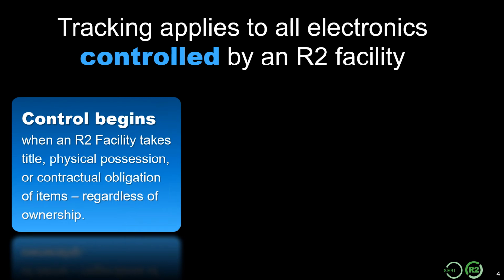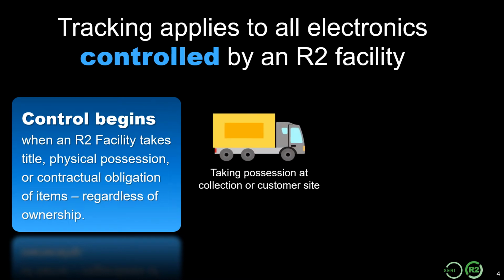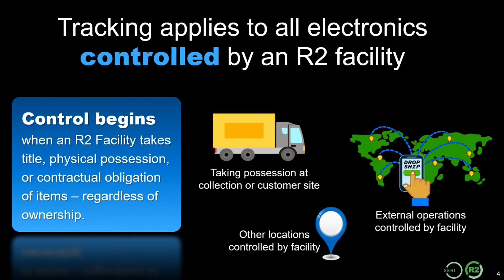Throughput tracking applies to all electronic equipment, components, and materials that are controlled by an R2 facility, including items that may not physically pass through the facility. In the definitions of the R2 standard, control begins at the point where and when an R2 facility takes title, physical possession, or contractual obligation for electronic equipment, components, and materials, regardless of ownership. For example, at a collection or customer site when the R2 facility physically or contractually takes possession of the items. Control also applies to other locations managed or controlled by the facility, such as an additional warehouse or collection site. And control extends to external operations controlled by the facility, such as brokering or sales.